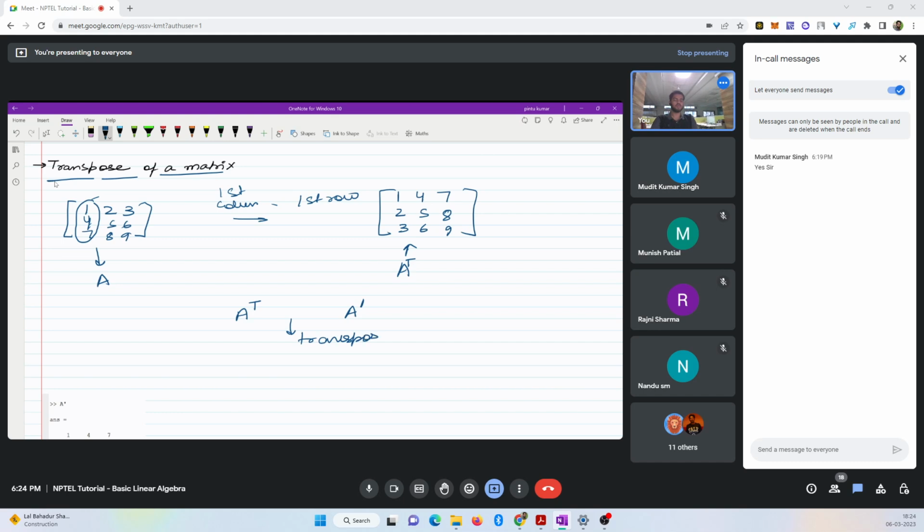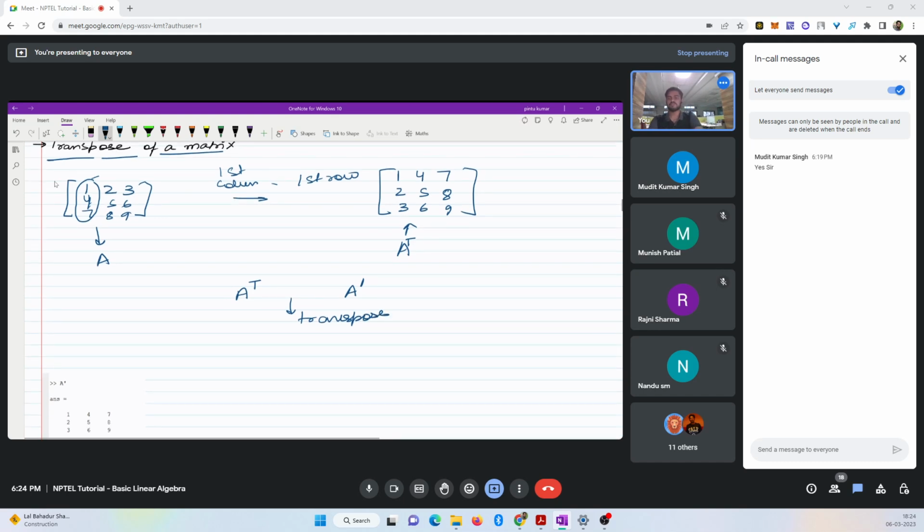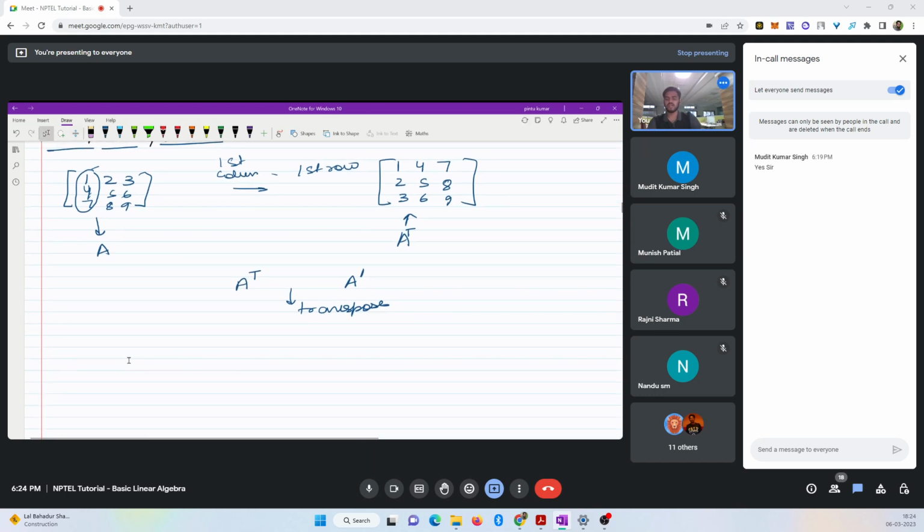Probably I'll take one more example. This is not a very difficult thing, but yeah. Let's say we have a column vector like 1, 2, 3. What would its transpose look like? The transpose would look like this: 1, 2, 3 as a row. So the first column was made into a first row.